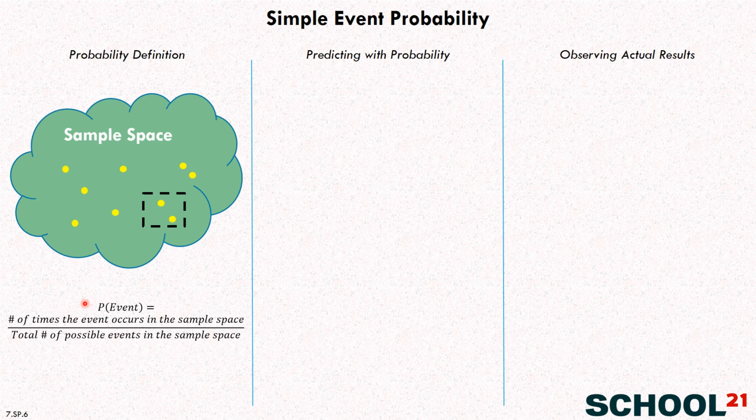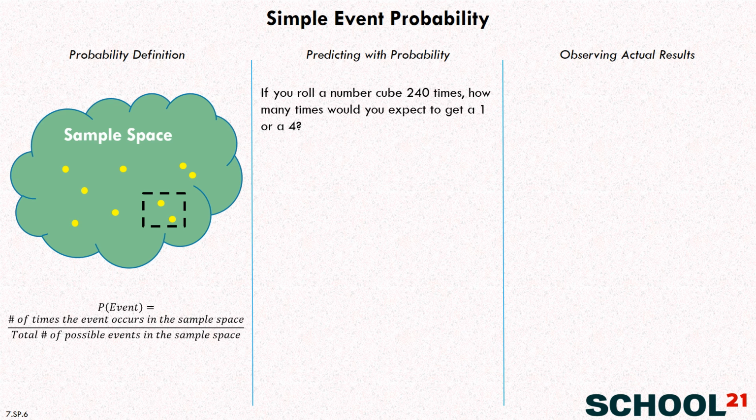And we can create an equation: the probability of any event, which we write as P for probability, and then in parentheses we put the actual event so we know what we're talking about. We can calculate using a ratio or a fraction. It's the number of times the event occurs in the sample space over the total number of possible events in the sample space. So that's a quick review of how we calculate probability. Let's look at a real example, and it'll make it come alive for you.